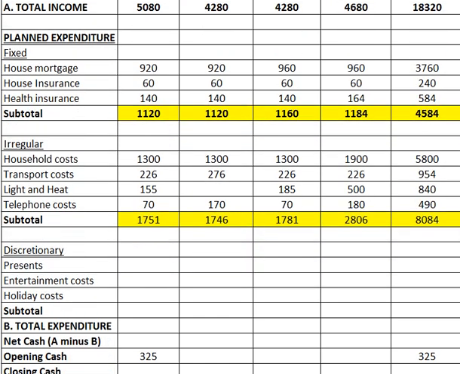Okay, discretionary expenditure. Items of unnecessary luxury spending. So presents are $150 in September, $200 in October, and they're going to spend $750, a lot of money, at Christmas, giving a total of $1,100.